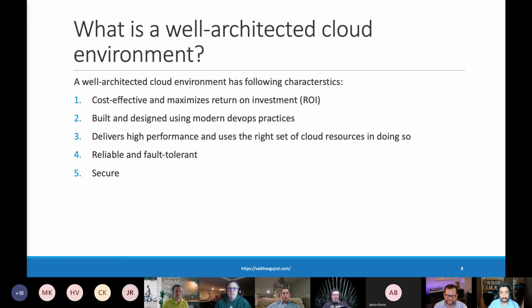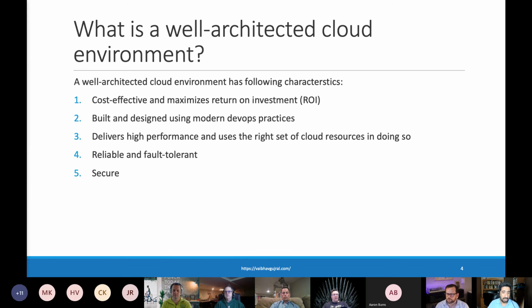So in a nutshell, in just a single slide, here is how I can define a well-architected cloud environment. A well-architected cloud environment is cost-effective. It maximizes your return on investment. It is built and designed using modern DevOps practices like CI/CD. You have infrastructure as code. You have automation pipelines in place. It delivers high performance and uses the right set of cloud resources in achieving that level of performance. It is reliable and fault tolerant. In case of an outage or a disaster, it fails over and ensures the business continues without any major impact. It is secure, most importantly. So if your cloud environment has those five characteristics, then you can qualify your cloud environment as well architected.